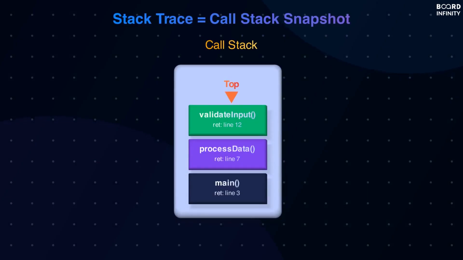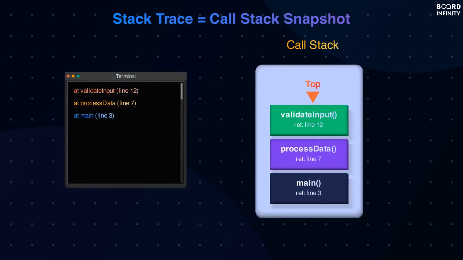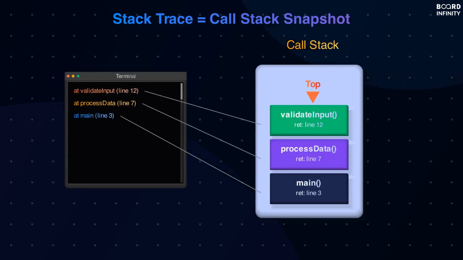Notice how each frame explicitly stores the return address, guiding the program back to the exact line of code after the current function completes. When an error occurs, the call stack provides a stack trace, a snapshot of all active functions leading up to the error. This trace reveals the exact sequence of function calls, from the initial main function to the one where the error originated, helping developers pinpoint issues.